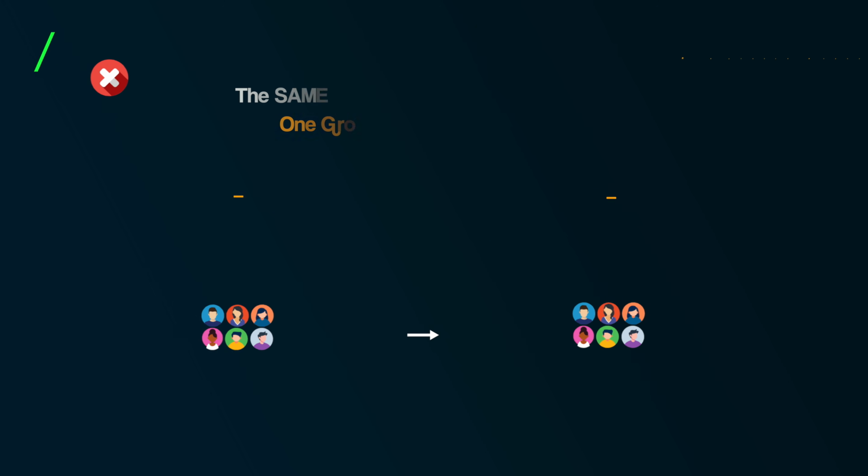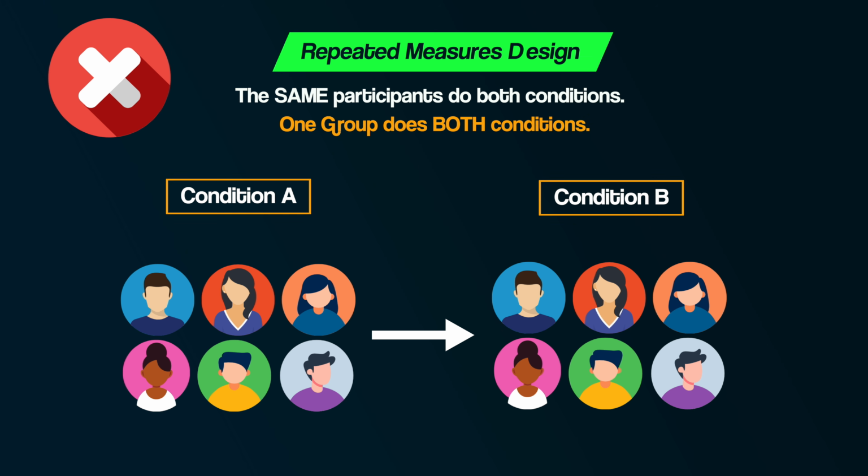That's a strength. However, in a repeated measures design, the same people do both conditions. Once they've done the first one, they might start to guess the aim by the second. That makes demand characteristics more likely, and that's a limitation.